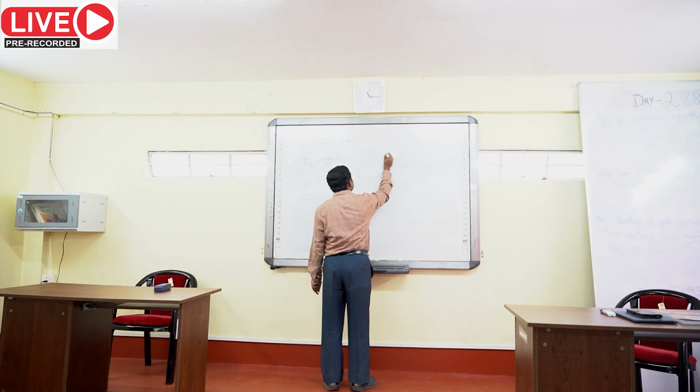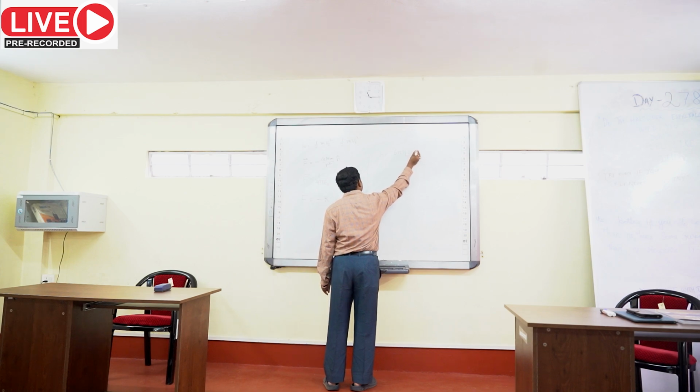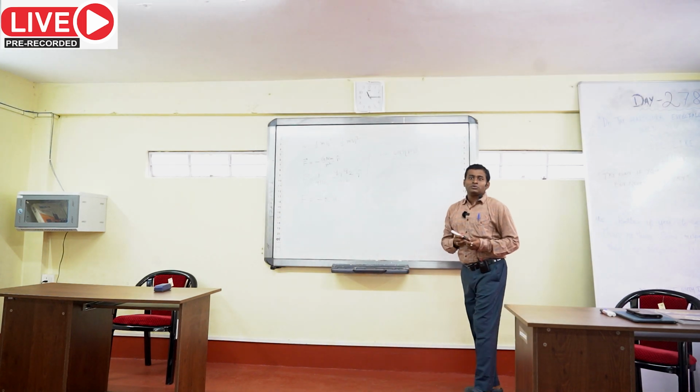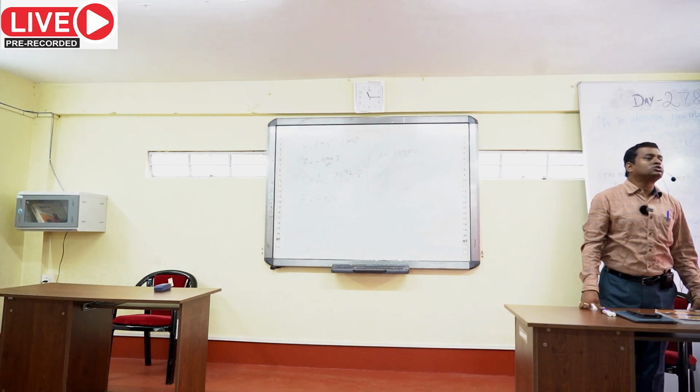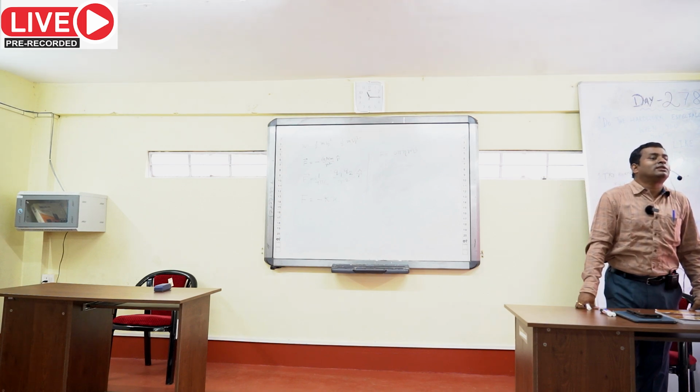F equal to 6 pi eta r v. This force is called the viscous force. This law is Stokes law. And this v is called the terminal velocity.